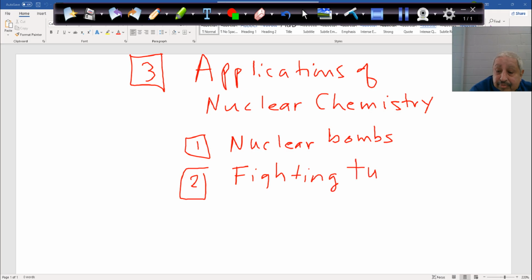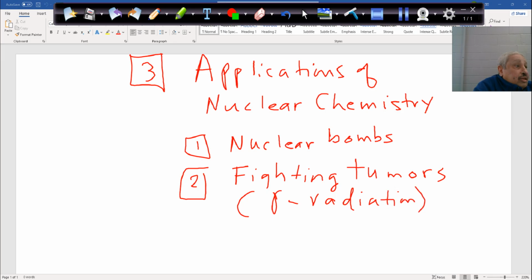Fighting tumors, all types. Especially with gamma radiation. When somebody tells you they have cancer and they get radiation, this radiation is gamma radiation. A small, tiny dosage, a small, tiny amount of gamma is in the beam. It's like a laser, a small, tiny beam, really pointed at a tumor. The location of the tumor is known, can be traced, and you can see it. So you can bombard this tumor with small, tiny gamma radiation.